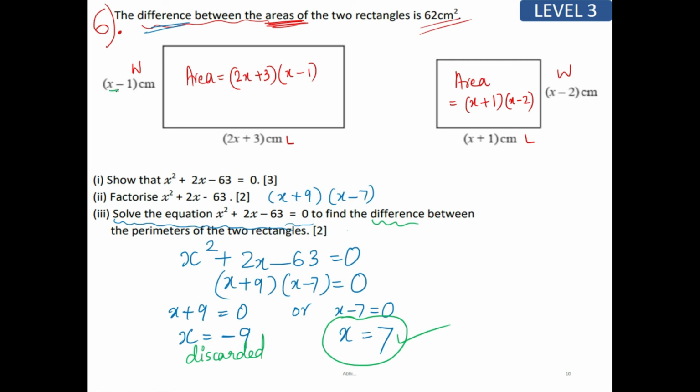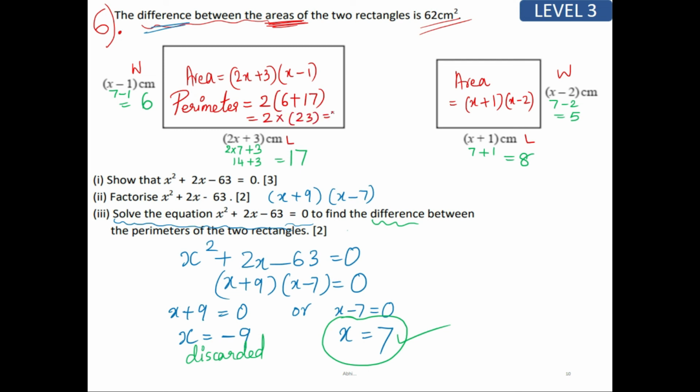So x is 7, so 7 minus 1 will give me 6 here. This is 2 times 7 plus 3, which is 14 plus 3 giving me a 17. Here I have 7 plus 1 giving me an 8. And this is 7 minus 2, which is giving me a 5. So I have the dimensions with me. Let me calculate the perimeter, which is 2 times 6 plus 17 giving me 2 times 23, which is 46 centimeters.